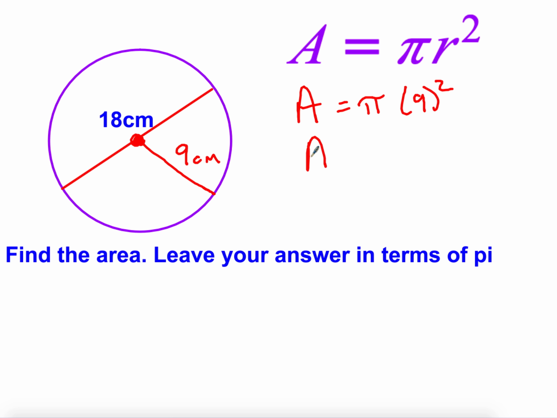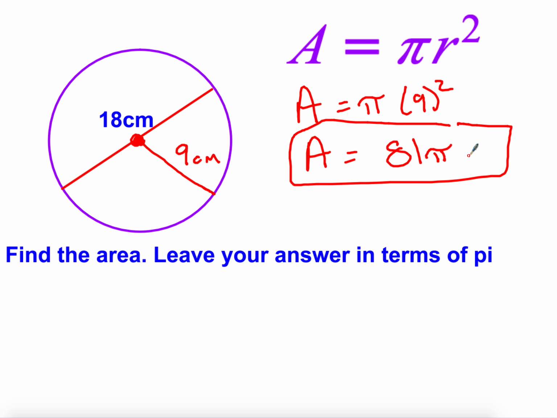Now I can actually simplify that. So my area is 9 squared, which is 81 pi. I am done. There's nothing else for me to do, and that's centimeters squared. Because it says leave your answer in terms of pi, that means we don't actually multiply by pi. We just leave pi there. We just simplify everything else. So there's nothing else that I need to do.